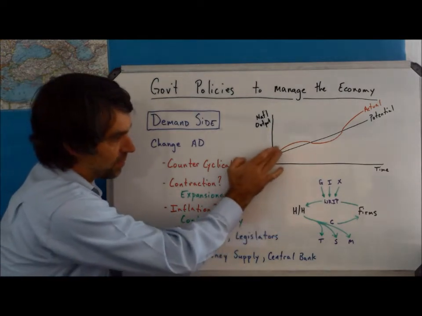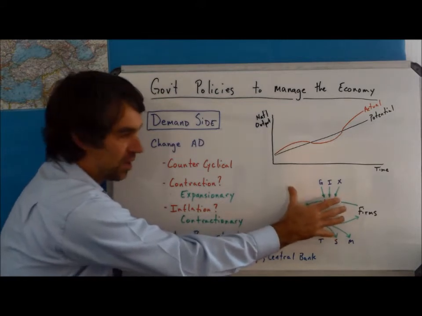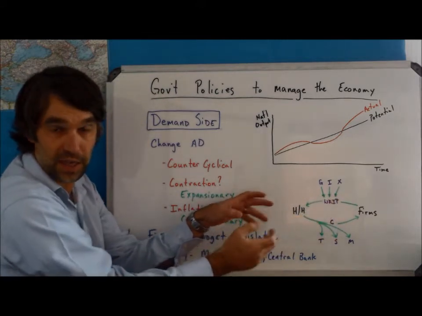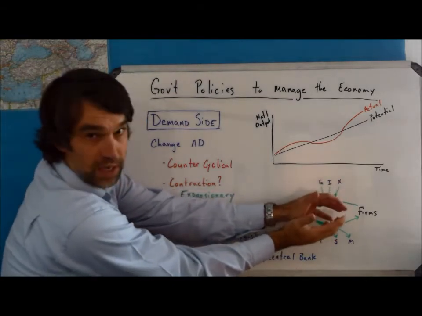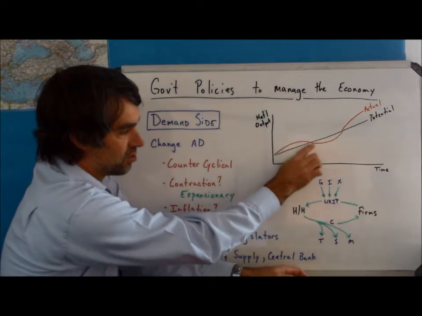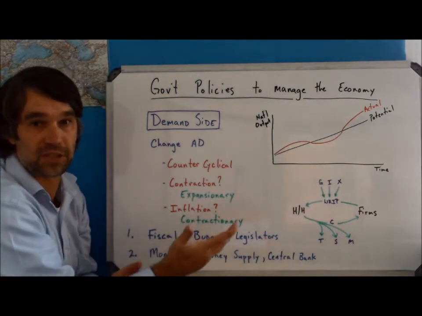So if the economy is doing really well, if the circular flow is growing on its own, we try to contract it a little bit to keep it from growing too quickly. If the circular flow is shrinking, if we're here during a contraction, then we try to expand it to keep the contraction from lasting too long.